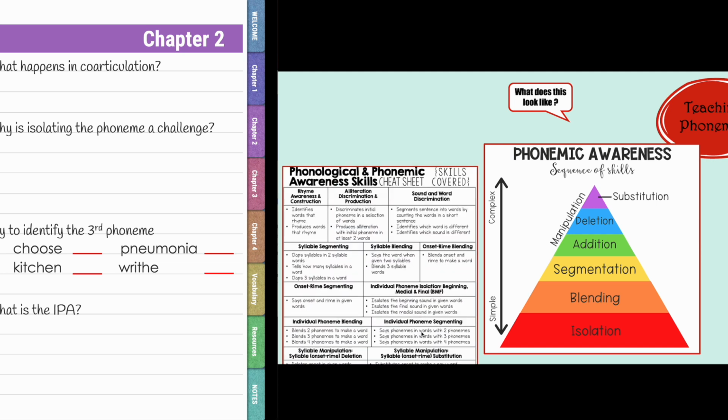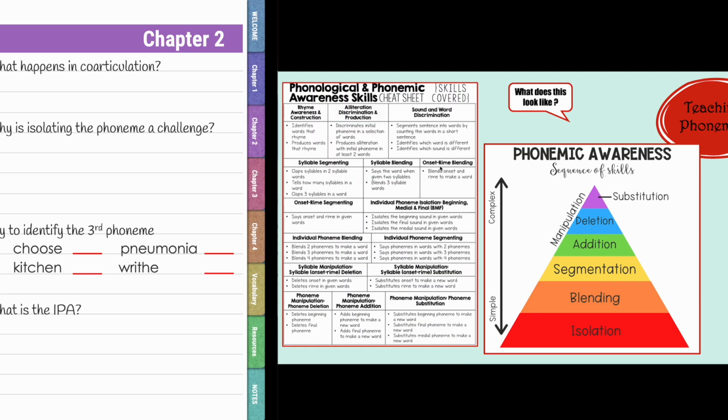So, what does this look like? A lot of different ways. This takes some of these big skills and breaks them down into further subsets. So let's take isolation. Can they identify a rhyme? Can they produce alliteration? Can they distinguish between sound and words? Can they break things into syllables? Can they blend syllables? Can they manipulate? This is a really cool reference because it does break things down into more specific skills.